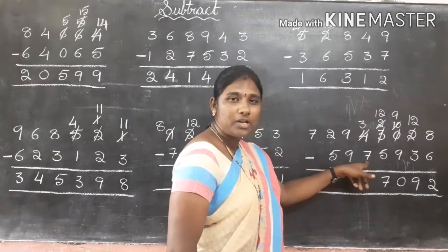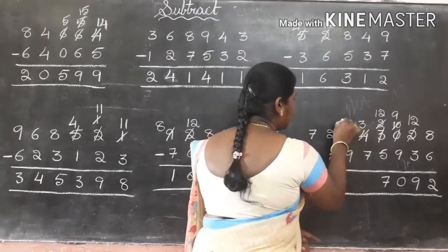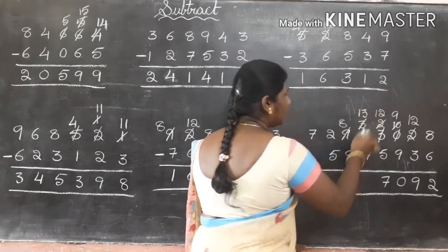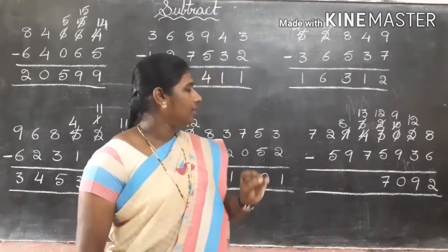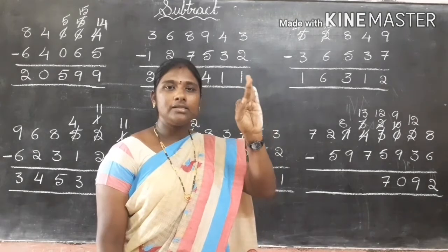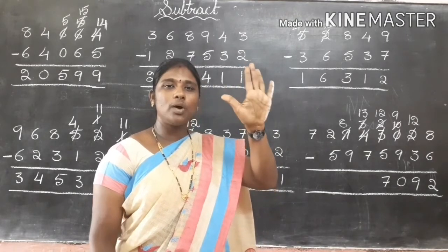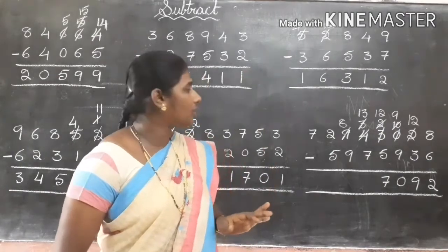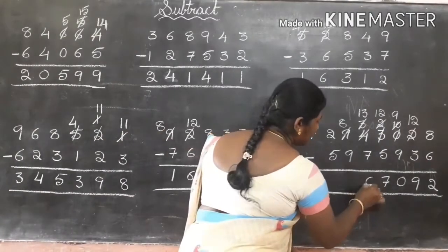Again 3, 7, possible? No. Take borrow. Here it is 8. When we are getting here 10, 10 plus 3, 13. Again 7 after that 8, 9, 10, 11, 12, 13. So how many fingers? 6 fingers. So the answer is here 6.